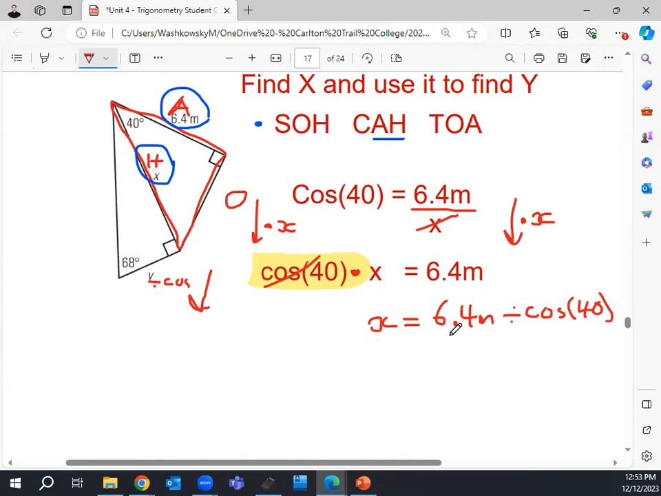So I'm just going to punch it into my calculator: 6.4 divided by cosine of 40. And I should get 8 point, so x equals 8.36 meters. I'm going to underline that because that's important. Actually, I'm going to circle that because it's asking for two things, so it technically is a final answer.